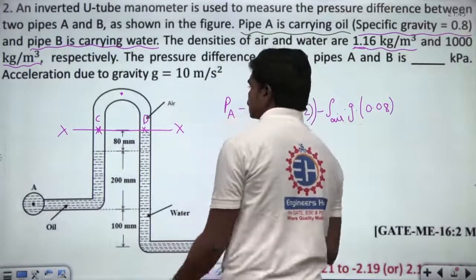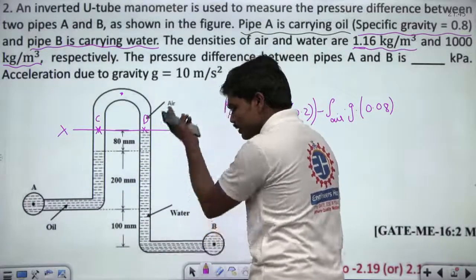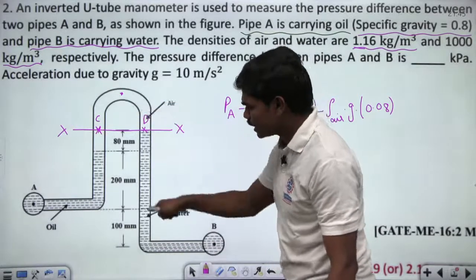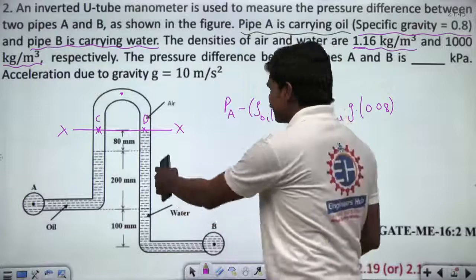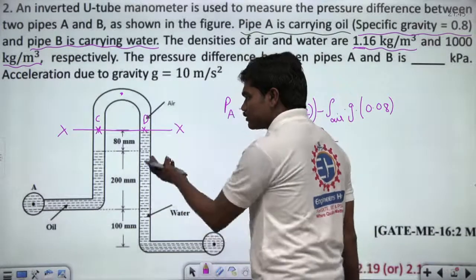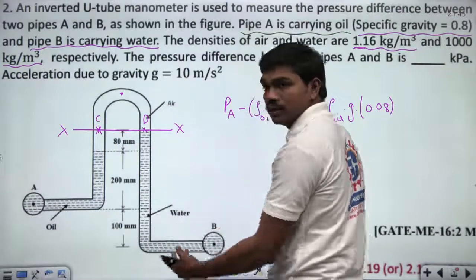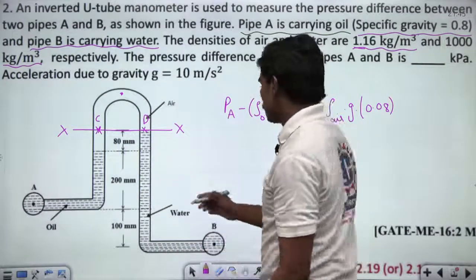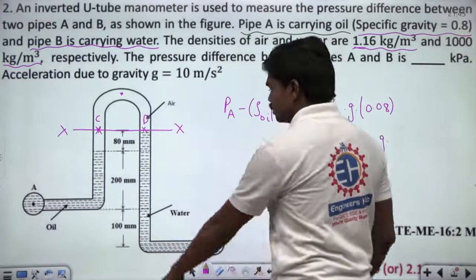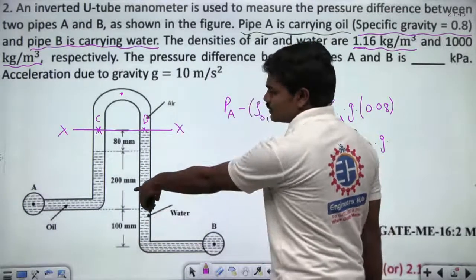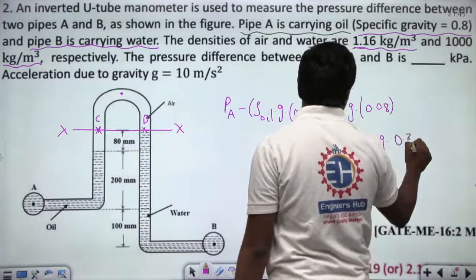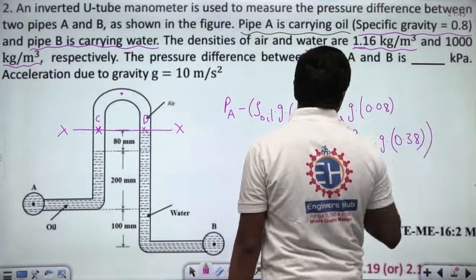And this should be equal to, at the same horizontal plane, if you go from the right limb, there is continuous water from this horizontal plane to this horizontal plane. There is a continuous column of water, correct? So in the right limb we can write PB minus, going in the positive z axis, definitely pressure starts decreasing, rho water into g into, and what do you have? 100 plus 200, which is 300, plus 80. So 380 mm, which is 0.38. This is what we have, correct?